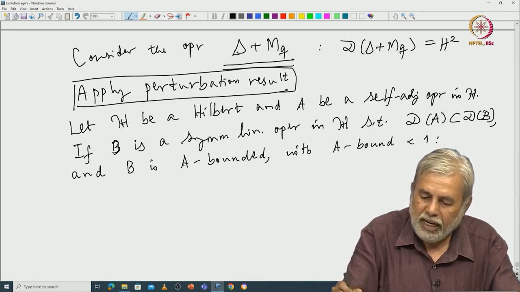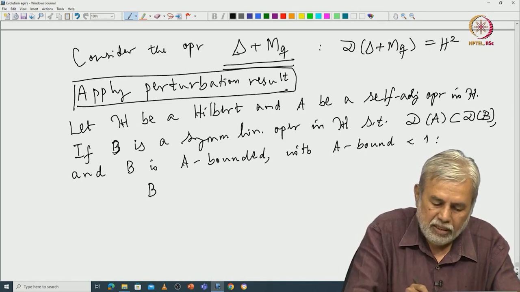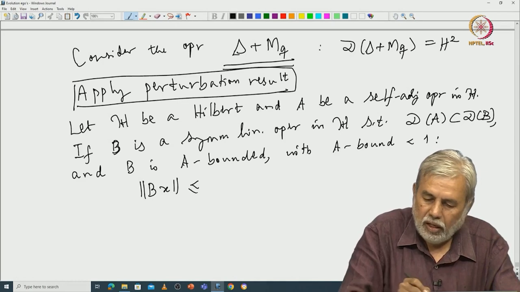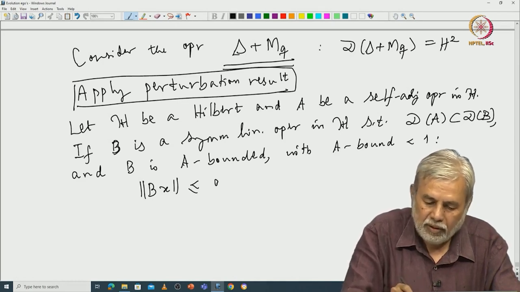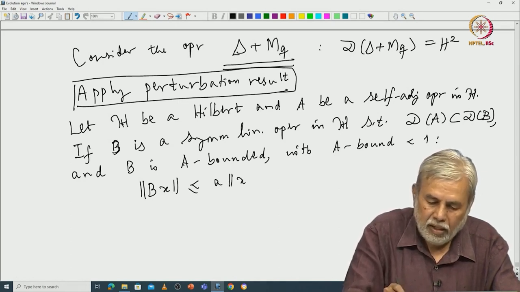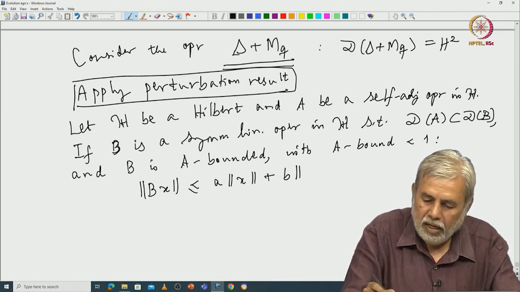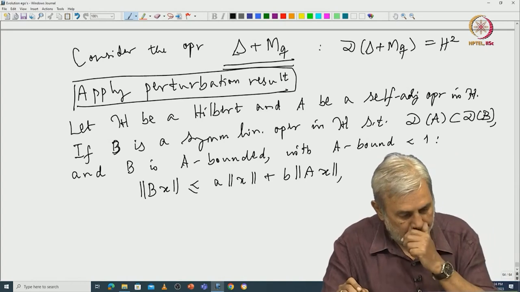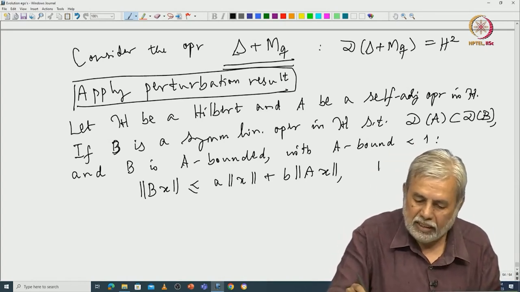So, what does that mean? So, this is the norm in H. The norm of Bx is less than or equal to a times norm of Ax plus b times norm of x, where a and b are positive and a is less than 1. So, this is true for all x in D(A).